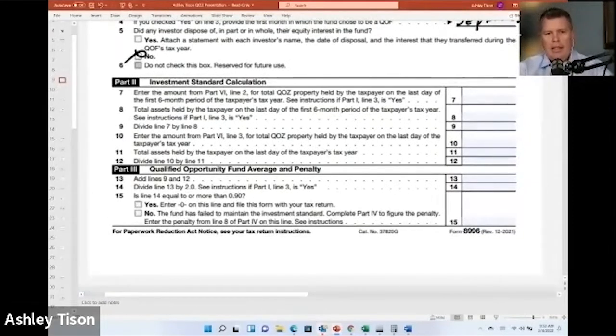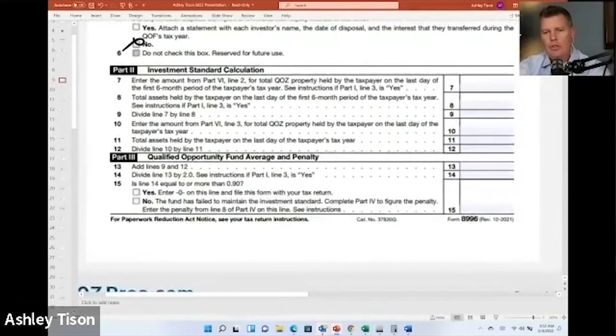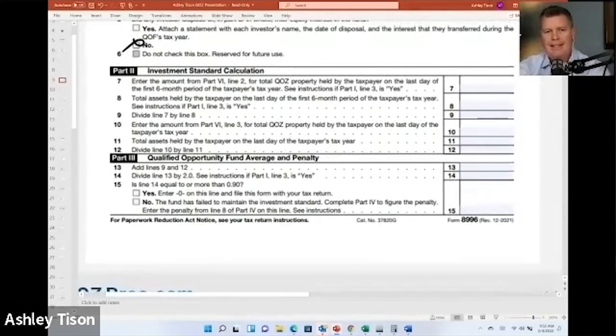So getting down into part 2, once again, if you are between July and December, you're going to leave section 7, 8, 9 blank. But if you formed between January and June, you're going to complete this section. So for part 7, enter the amount from part 6, line 2, for total property held by the taxpayer on the last day of the first 6 month period.